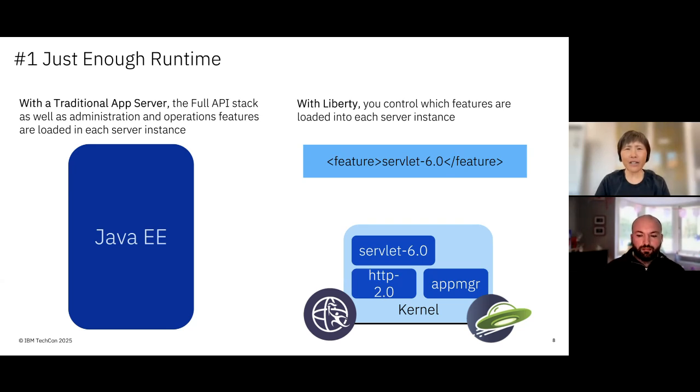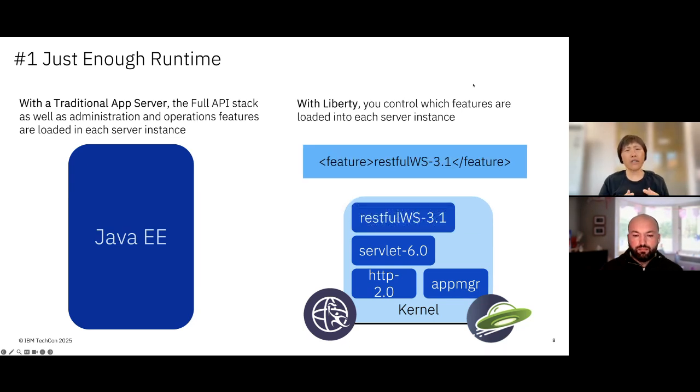I'm Emily Jiang. I'm the cloud native architect for Liberty. I work most of the time on open source, like the APIs, Jakarta EE, MicroProfile, and also Open Liberty. So I will touch base on the technical aspects of Liberty and also talk a little bit about the standards, etc. The first reason for Liberty is just enough runtime.